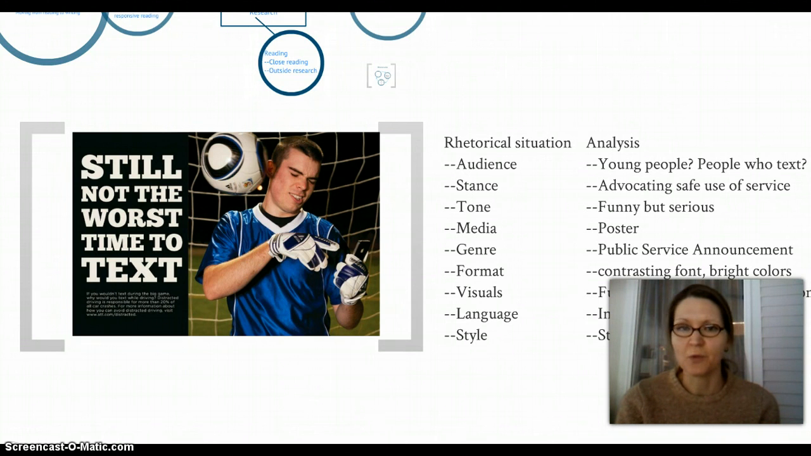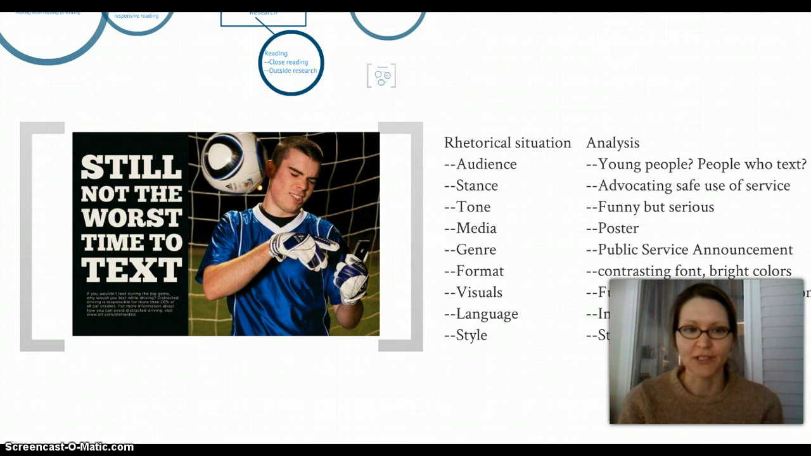Tone. Tone comes out in word choice, so you have to pay attention to the words to know the tone. From what I can tell, it seems to be kind of funny and yet very serious, which is an odd pairing. Funny but serious. Media. What kind of document is this? Well, it's a poster. I found a picture of it online, but it's a poster. It's meant to be hung up and looked at. And in terms of the genre, this is the genre of the public service announcement. It's there to be free and to the public so that they can get something out of it, something for the larger public benefit.